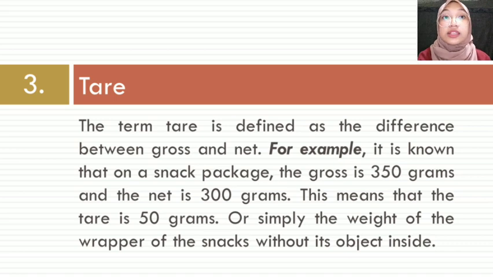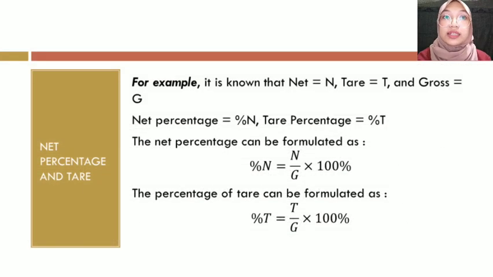And then the last one is tare. The term tare is defined as the difference between gross and net. For example, it is known that on a snack package the gross is 350 grams and the net is 300 grams. This means that the tare is 50 grams, or simply the weight of the wrapper of the snacks without its object inside.